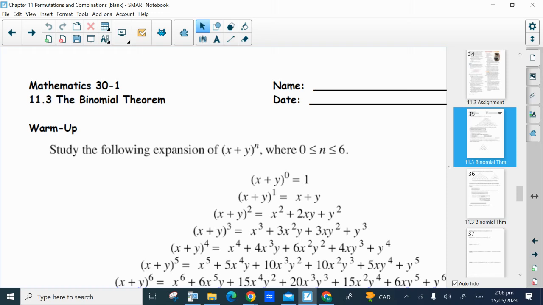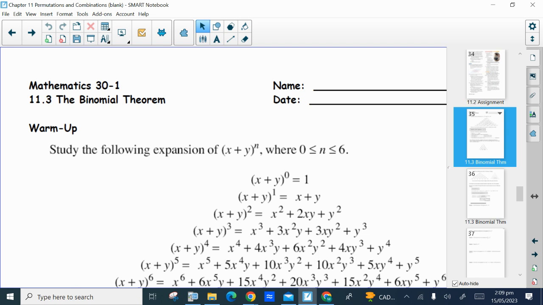So I mentioned that part of this chapter deals with being able to expand any binomial raised to any power. You can take something like 3x minus 5y to the power 10, and instead of multiplying that binomial out 10 times, doing all that simplifying, we can use this binomial theorem to actually do the expansion in a fairly quick and methodical way. Doesn't matter what the binomial is.